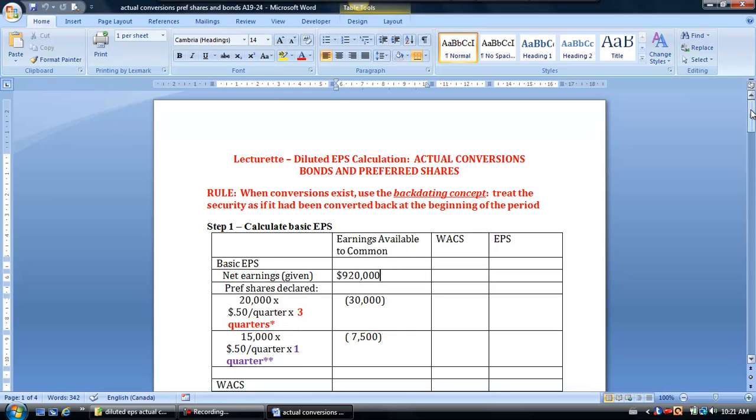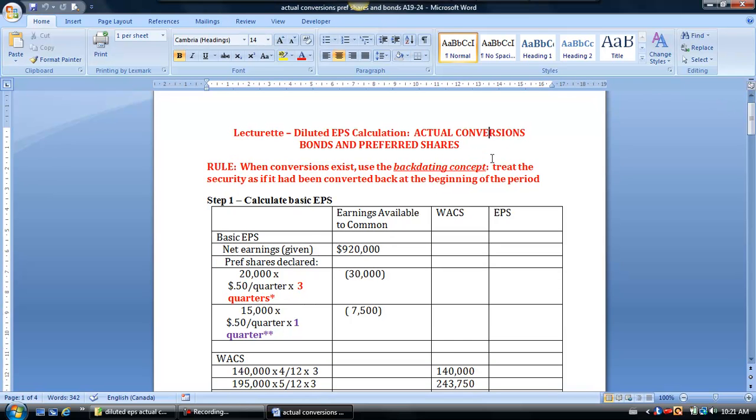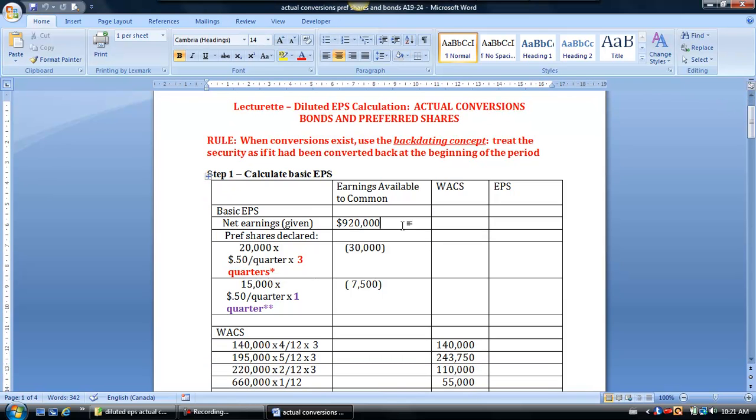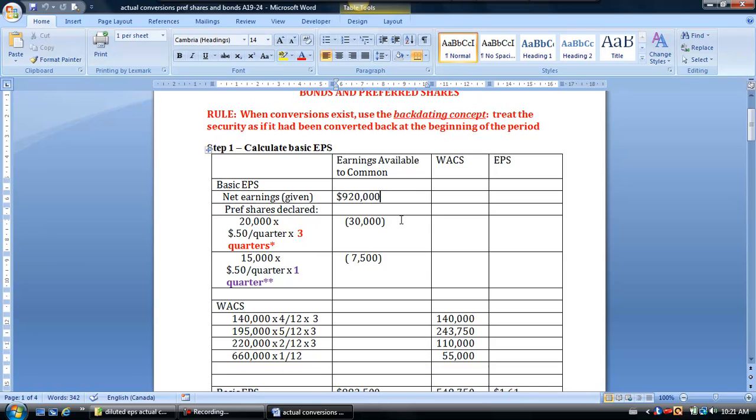So now, the question here, make sure you have access to the question that's given in your online course. All right, the reference or the problem will be in your online course. And in this question, we can see that to calculate our basic EPS, that's always our first step, we have $920,000 in earnings available to common. That's given. Now, we have to think about how much of the earnings are no longer available to common because we've declared preferred shares.